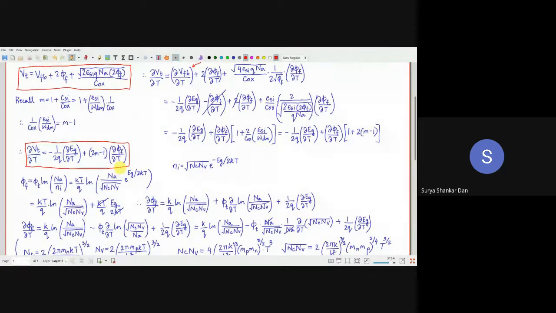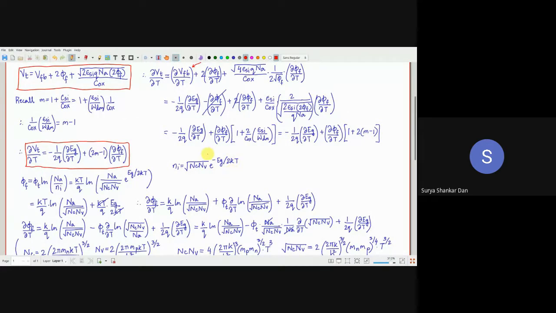So what is phi f? phi f is phi t ln Na by Ni. Phi t is kT by q. We all know that. Instead of Ni, I can write root over Nc Nv e to the power minus Eg by 2q. Remember, the value of Ni, what we usually speak about silicon, is like 1.45 10 to the power of 10 per centimeter cube at room temperature. This at room temperature is a very important factor. Without mentioning that, that value has got no meaning. So as you can clearly see, there is a strong temperature dependence.